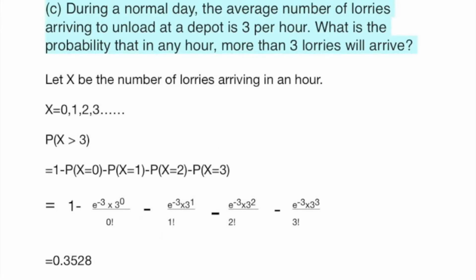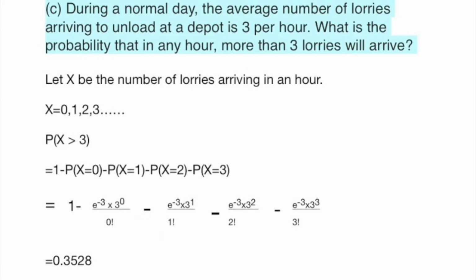Hello, I'm Yoyo. I'm going to present mock paper 1 question 3c. The question is asking, during a normal day, the average number of lorries arriving to unload at the depot is 3 per hour. What is the probability that in any hour more than 3 lorries will arrive?